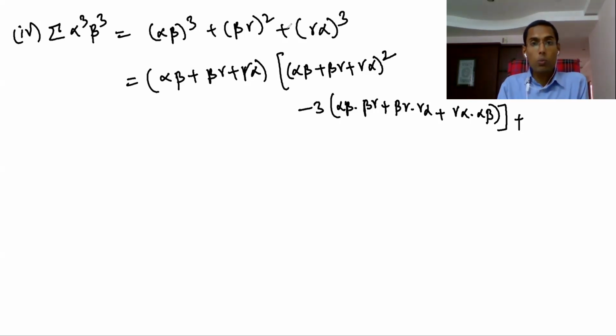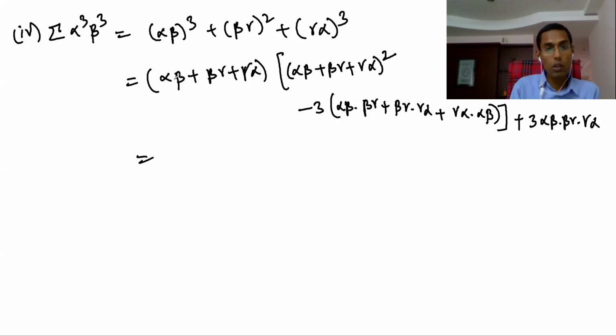Alpha cube plus beta cube plus gamma cube minus 3 alpha beta gamma is equal to this one. So minus 3abc comes here. This is plus 3abc, plus 3abc, like this. So this is alpha, this is q. This is q square minus 3 times here.